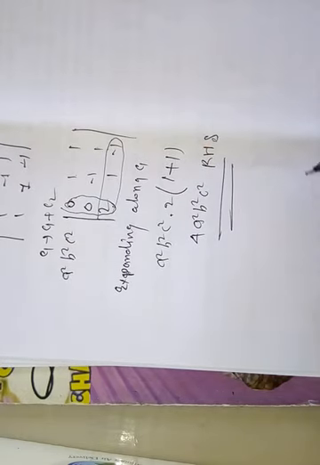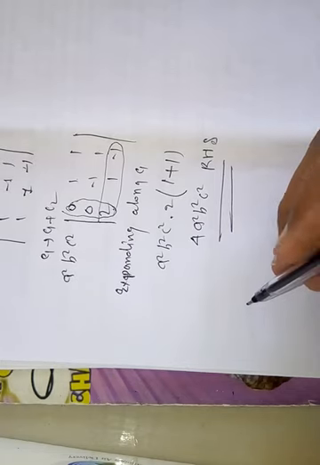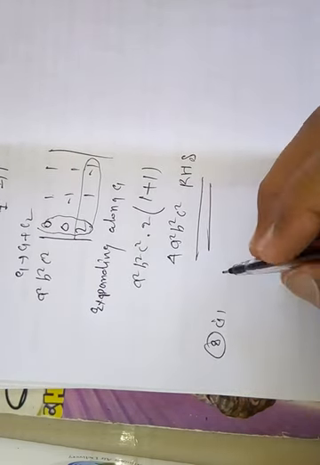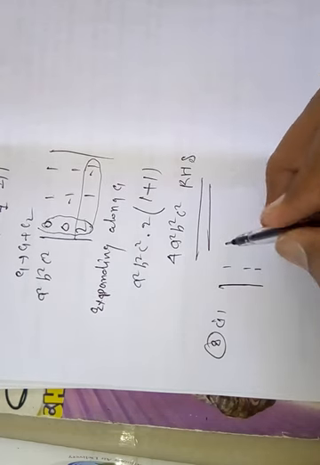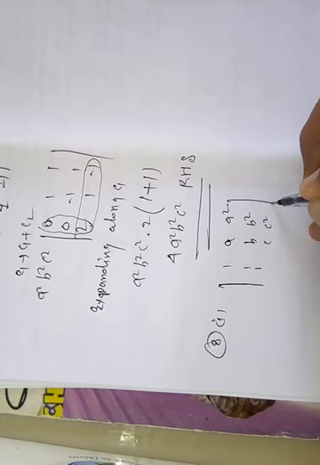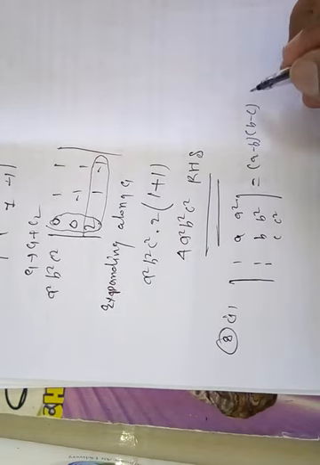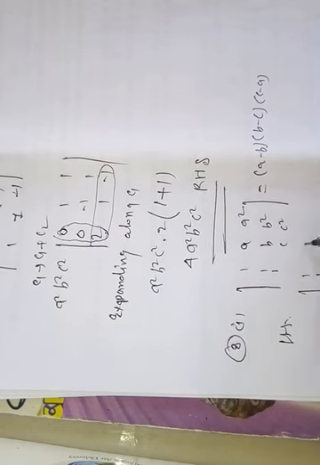Let's see directly how we solve the question. And question number 8 and 9. Now take question number 8, first part: determinant 1 1 1, a b c, a square b square c square equals a minus b, b minus c and c minus a. Taking LHS: 1 1 1, a b c, a square b square c square.